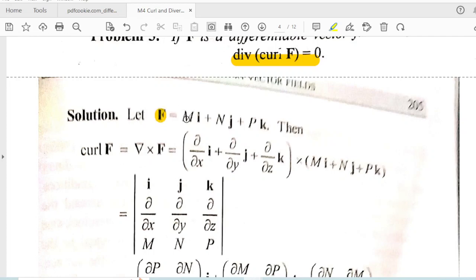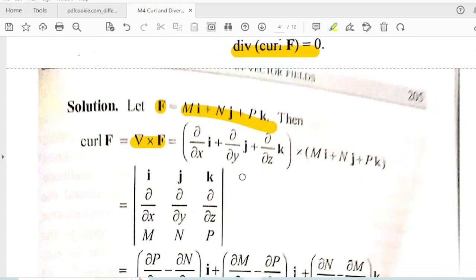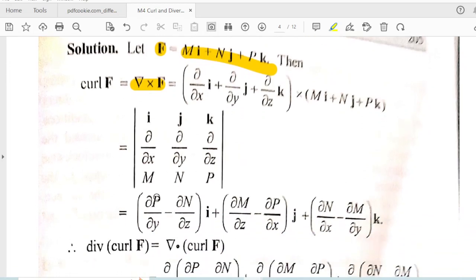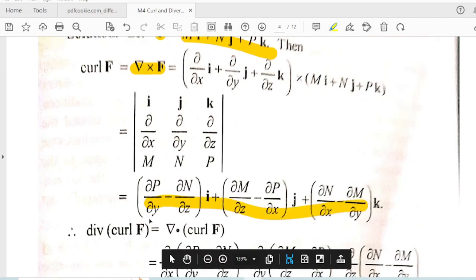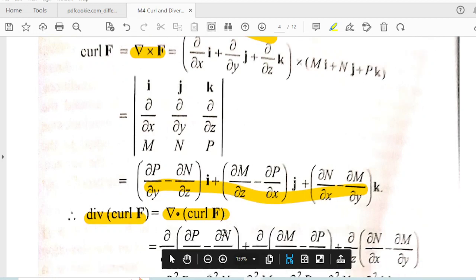F bar equal to m i cap plus n j cap plus p k cap. First let us find curl f. Curl f means del cross f. So by formula, if you are applying the formula, you will be getting this determinant expression. Now we have to find divergence of curl f bar. Divergence of curl f bar means del dot curl f bar.